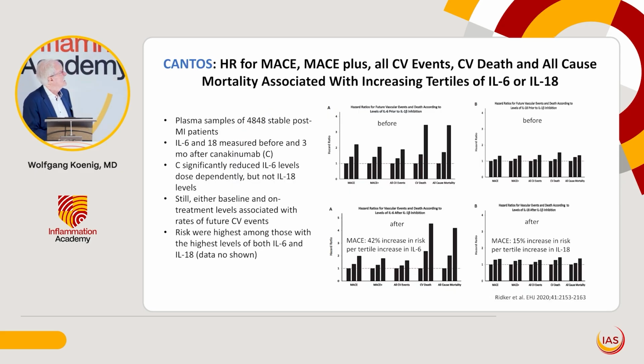And this is data from the CANTOS trial showing for various endpoints that they are associated with increased tertiles of IL-6 or IL-18. In the middle, you see IL-6 before and after canakinumab. And I think you will appreciate that the IL-6 in the cardiovascular endpoints is clearly lower after the canakinumab. It's not the case here. But when you look into IL-18 on the right side, before and after, you don't see any changes.